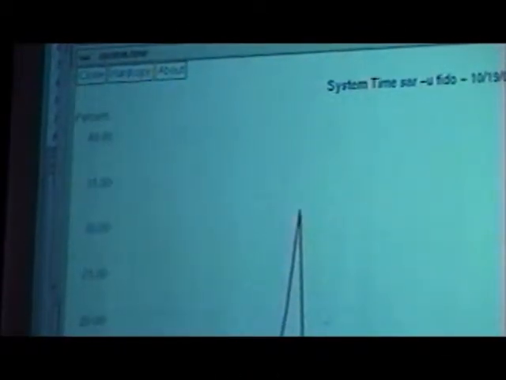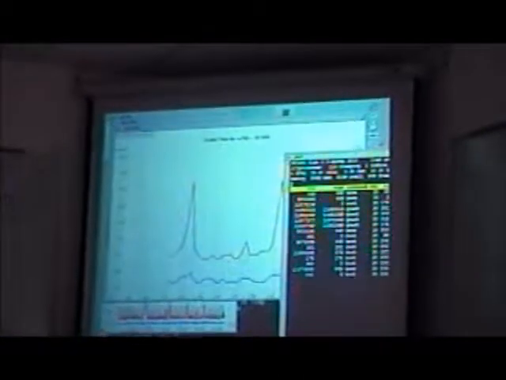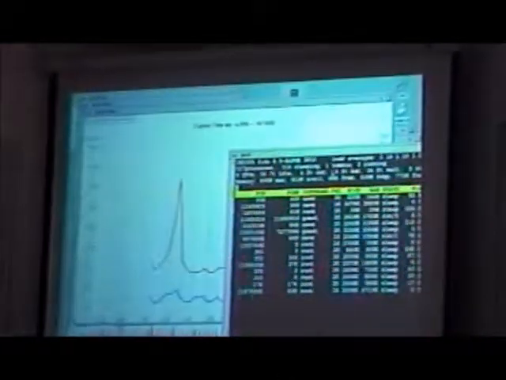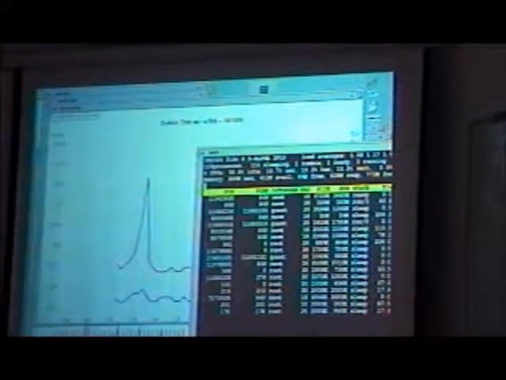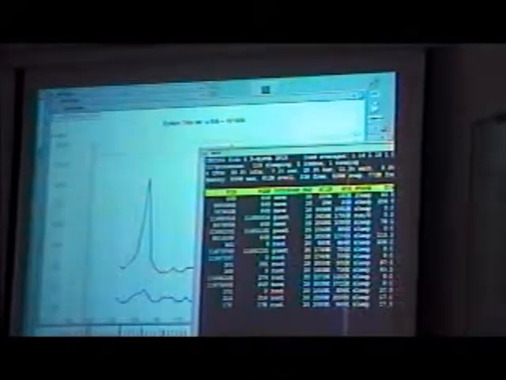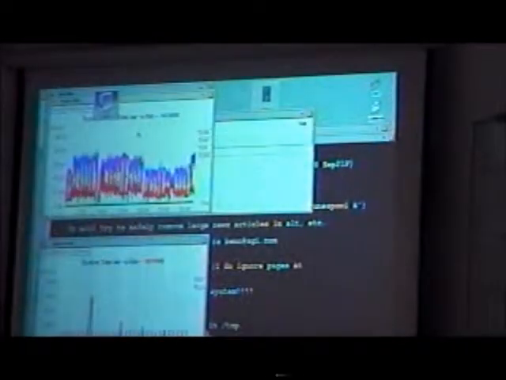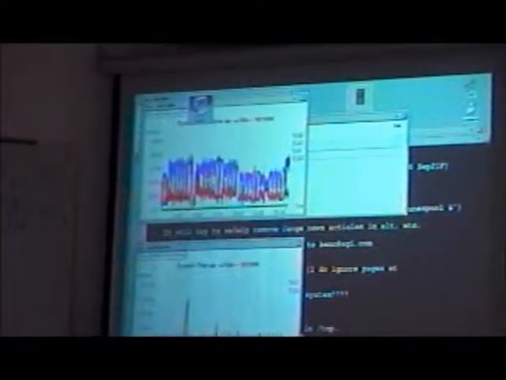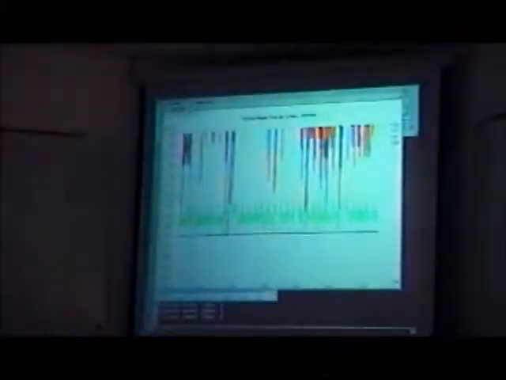So here's 1 to 2 right here. And most of the time, my system time is in the 6 or 7% range. And that is where I am right now, 9 to 13, 11, same approximate range. Wasted time, a little bit of interrupt handler down at the bottom. Not too bad though, 2 to 3%.